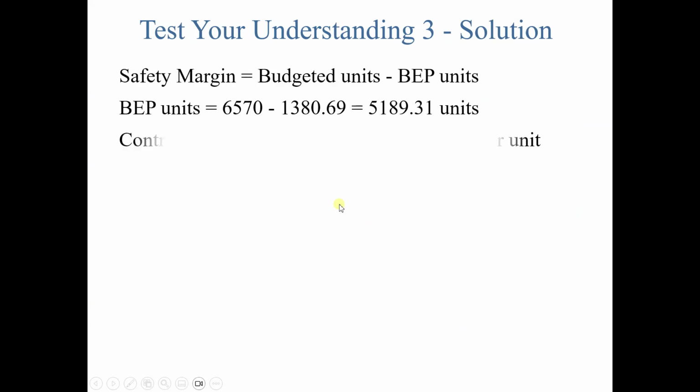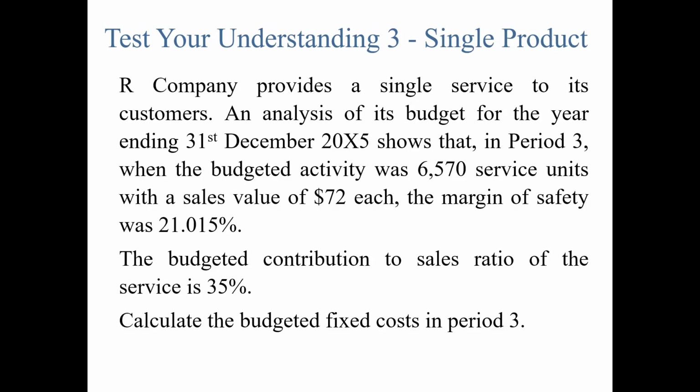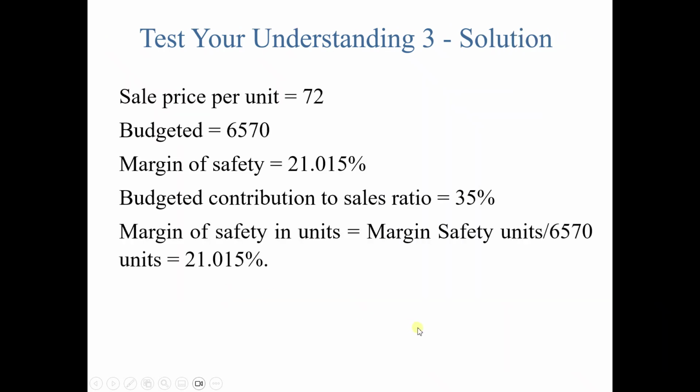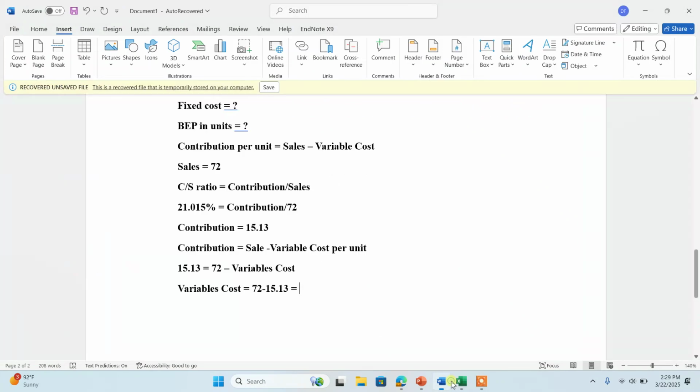Sorry, the contribution to sale ratio in the question is 35%. Okay, this is actually 35%. I mixed it with the safety margin. Sorry, this is actually 35%. So same process, but I need to do the calculation again because this is 35%.